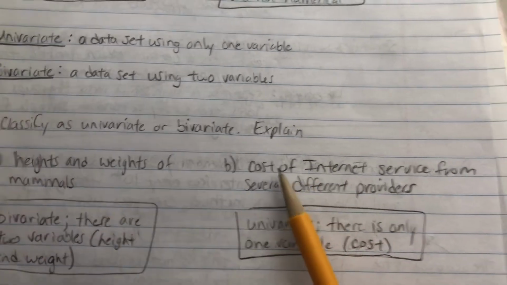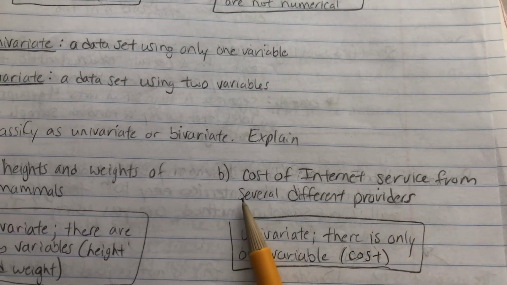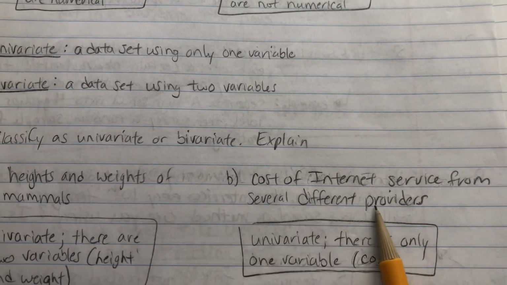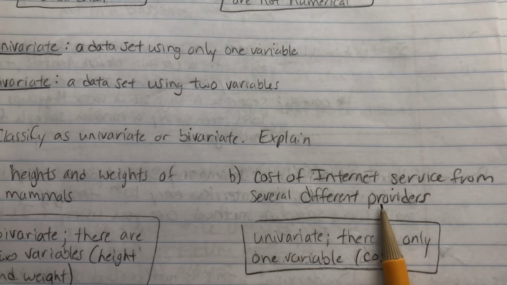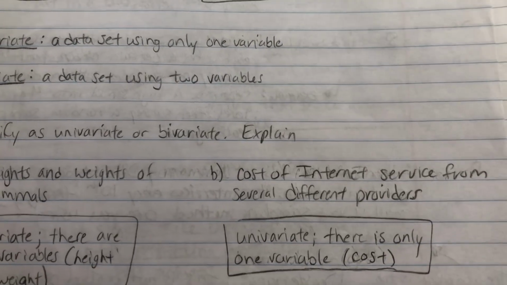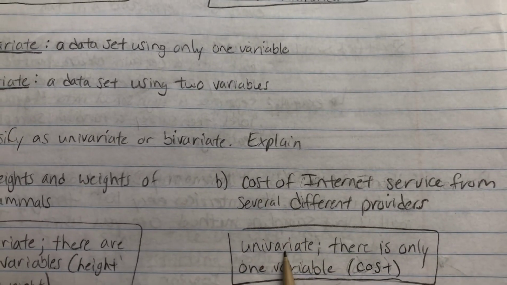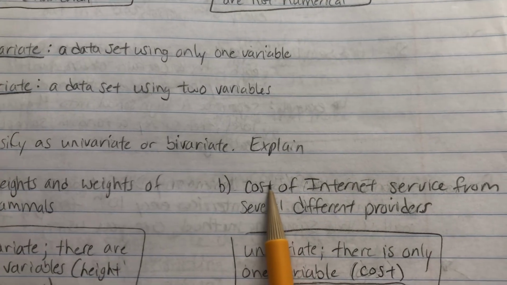Part B, we have the cost of internet service from several different providers. Don't let this piece here, several different providers, throw you off. That's just stating that we're comparing one type of cost amongst different providers. So this is actually univariate because we're comparing cost.